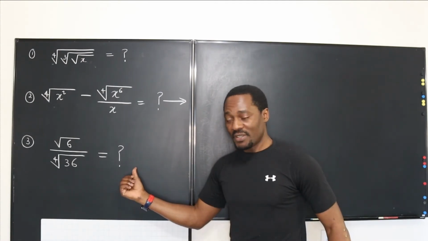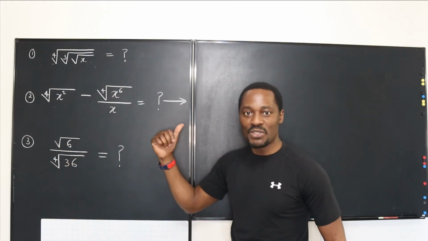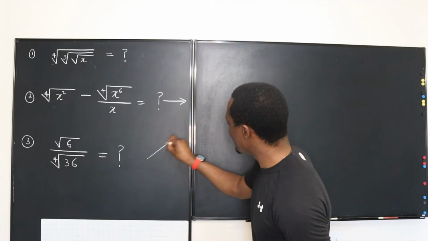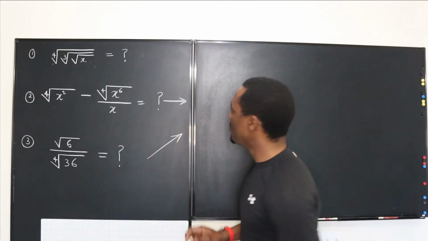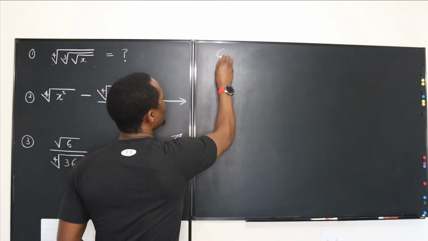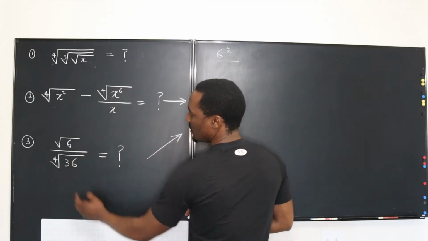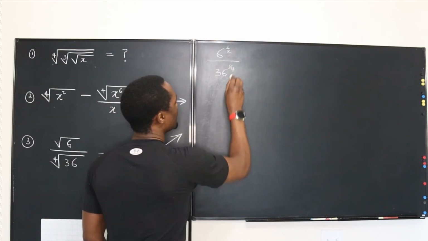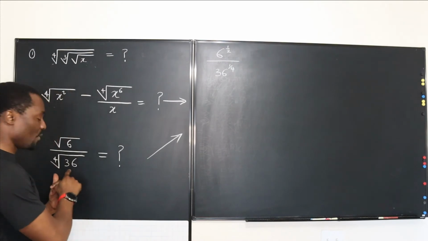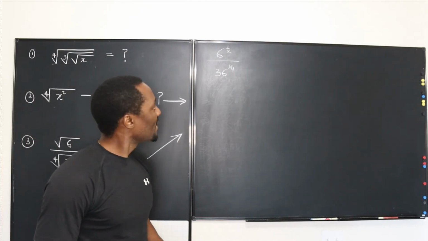So for this third question, I can see what the answer is, but I still want to follow this process that we've used for the previous questions. So I'm going to use this, okay? And say we're going to write this as the square root of 6. So let's do that. So this is going to be 6 to the 1/2 divided by, this is 36 to the 1/4. Okay, that's another way to write this. So let's do this.